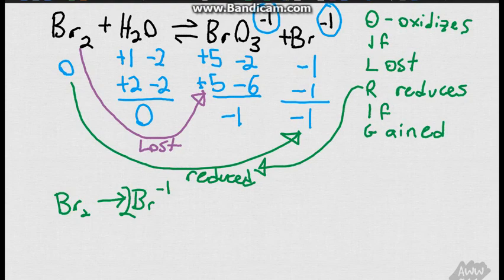For our oxidation, oh, and here I forgot to put that lost means oxidized. So for our oxidation, we are essentially going to have Br2 becoming 2BrO3-, and again, the only reason I've used 2 is because we have Br2 to start off with.